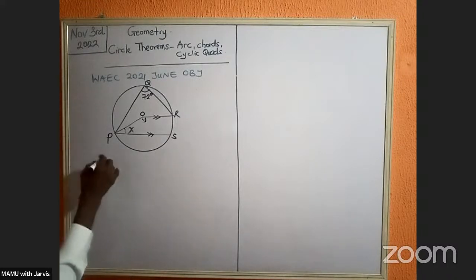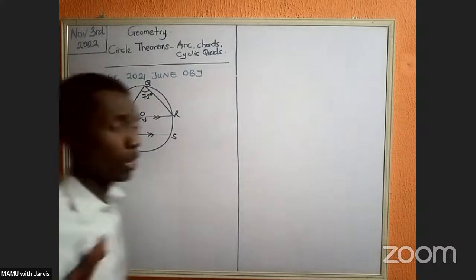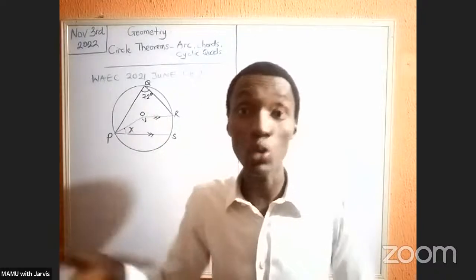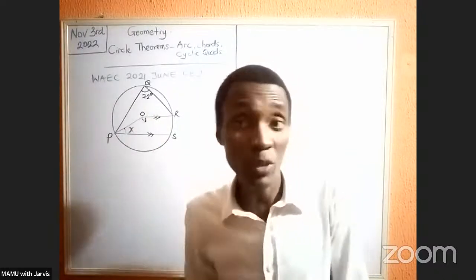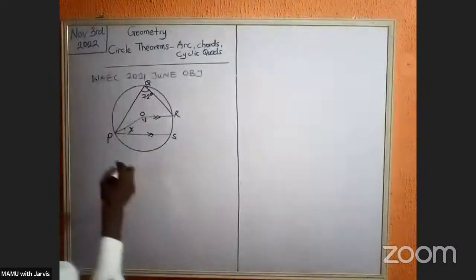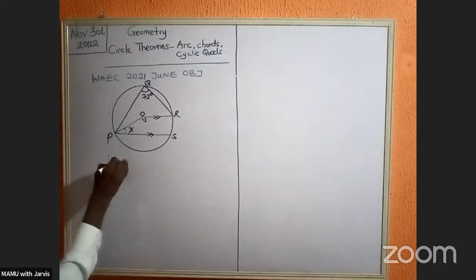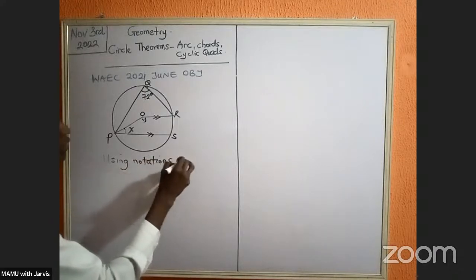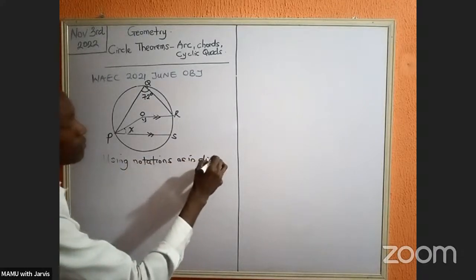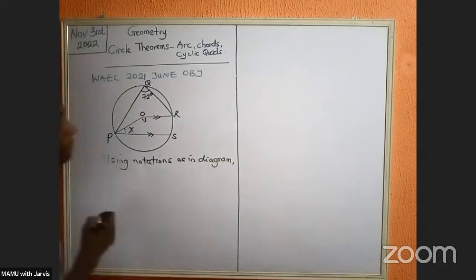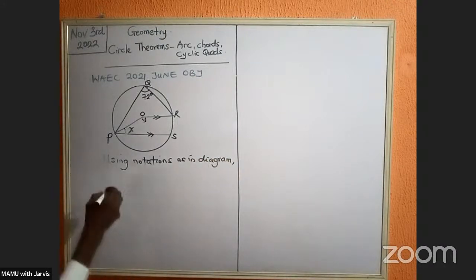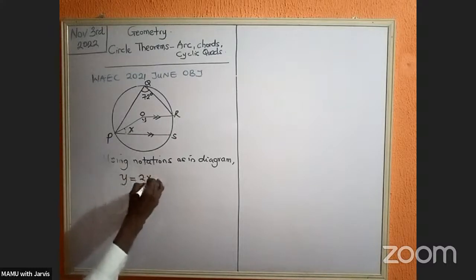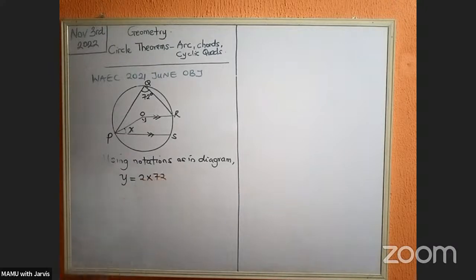Now, I will tell my examiner if this were to be theory. Remember that although it's OBJ, I always solve with the template or with the imagination that it could come out in your theory and you have a responsibility to solve it. All right, so I would say, using notations as in diagram, we're going to have that, look at this, y will be equal to 2 times 72. What's the reason for that?